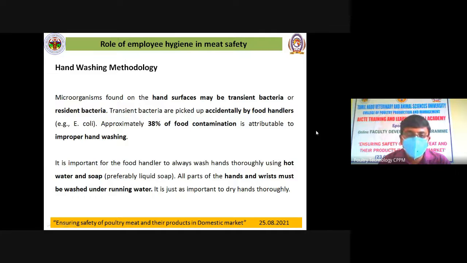It is important for food handlers to wash their hands thoroughly using hot water and soap, preferably liquid soap. With bar soaps, one person will handle the bar soap and then a second person will handle the same soap. So to avoid the transfer of contamination, preferably use liquid soap with automatic discharging units. All parts of the hand and wrist must be washed under running water, and after washing, hands should be dried thoroughly.